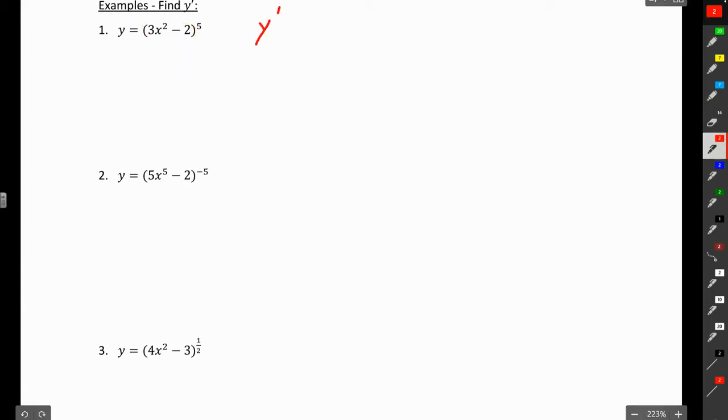y prime is going to be equal to the derivative of the outside, 5. We have 3x squared minus 2, and 5 minus 1 is 4. That's the derivative of the outside part of the function, right? We have 5 times 1, that goes here. 5 minus 1 is 4. And we just leave the inside just the way it was. Now we're going to multiply by the derivative of the inside. So we have 2 times 3 is 6. 2 minus 1 is 1. And the derivative of the constant is just 0.